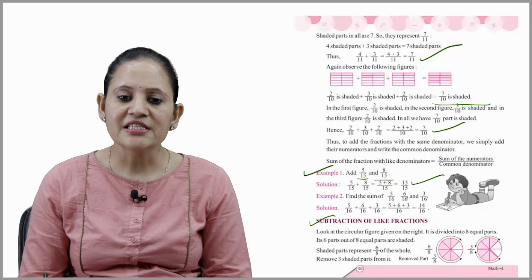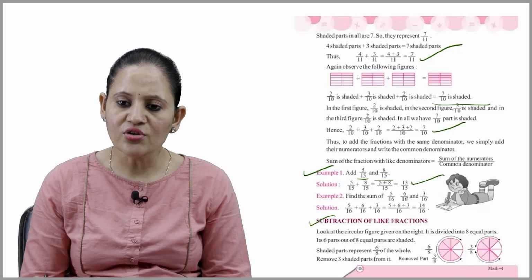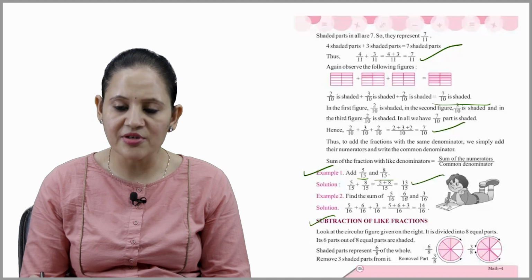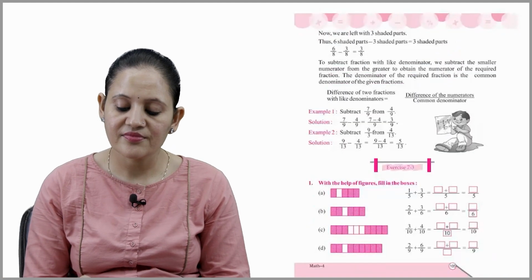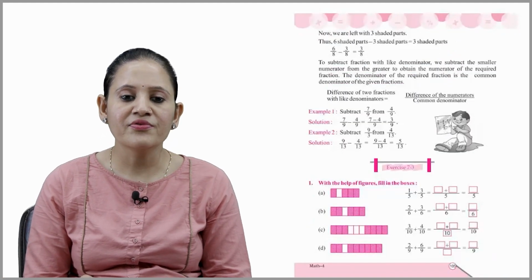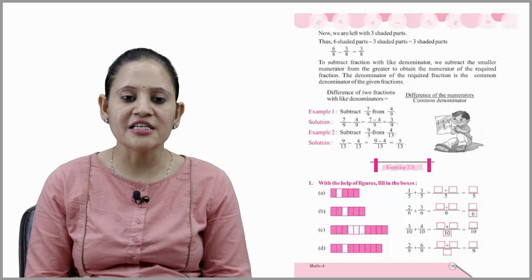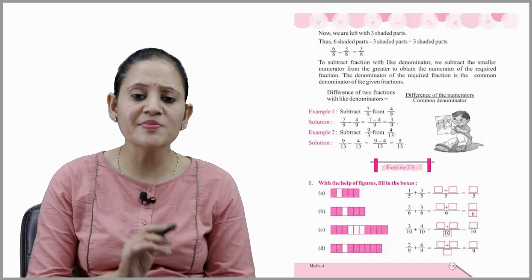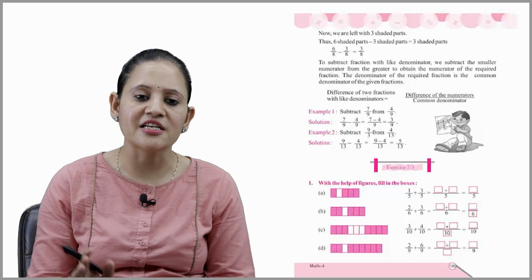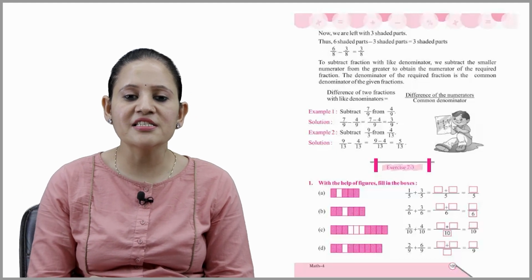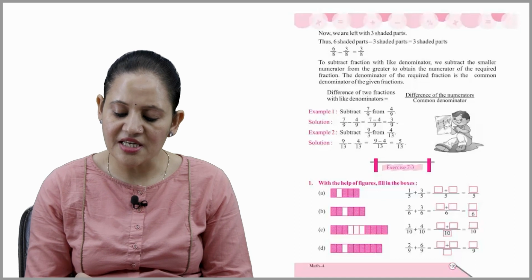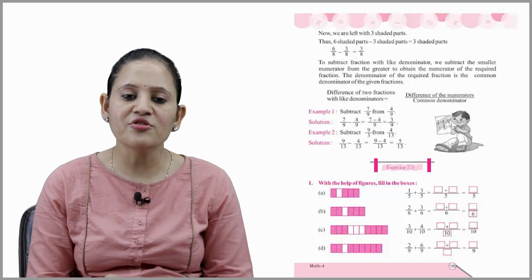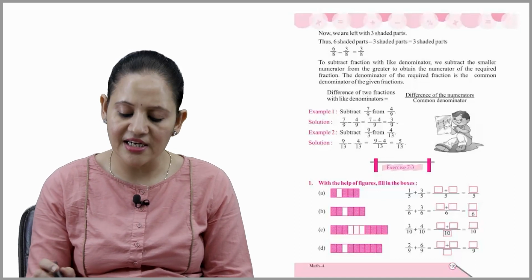Remove 3 shaded parts from 8. जो 3 shaded part है हमने उसमें से हटा दिए. So now we are left with 3 shaded parts. 6 थे उसमें से 3 रिमूव कर दिए तो कितने बच गए, 3 shaded parts. So 6 by 8 minus 3 by 8. Again denominator same, simply we'll subtract the numerators. 6 minus 3, that is 3. 3 by 8 आंसर आ जाएगा.